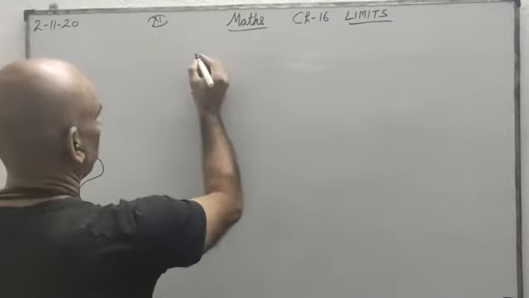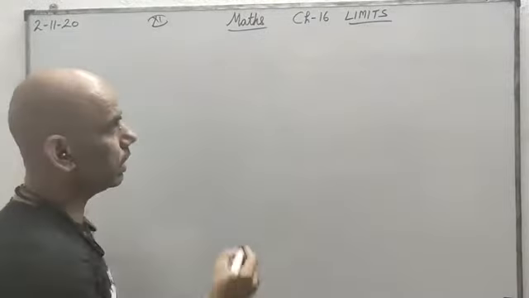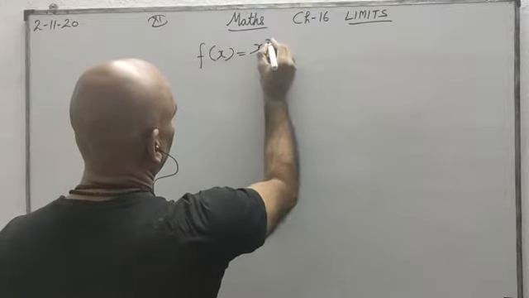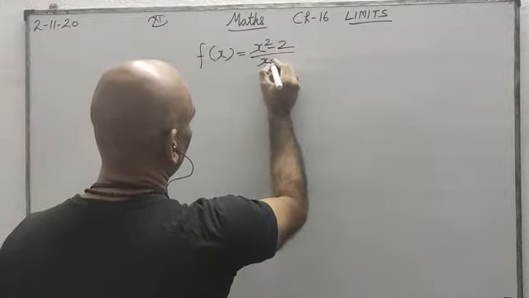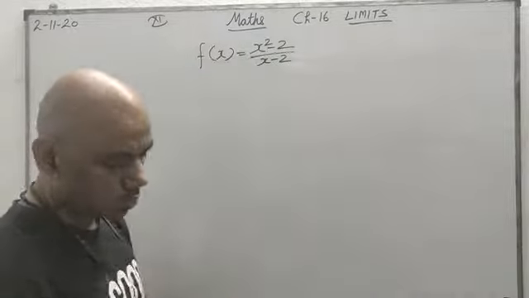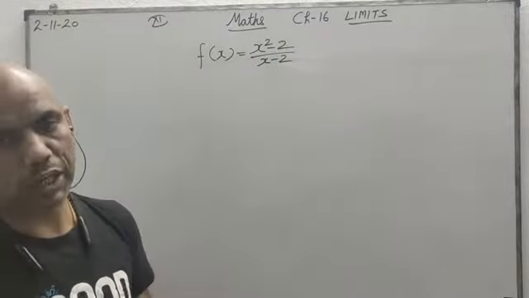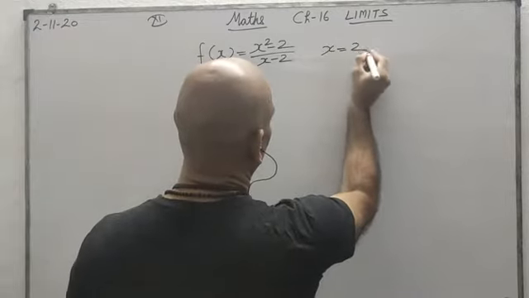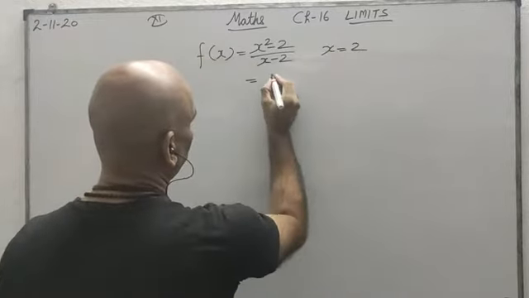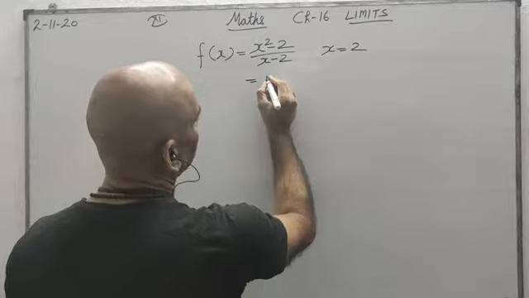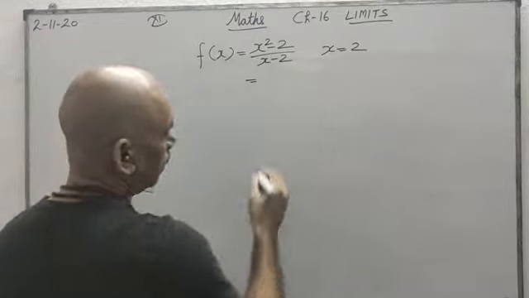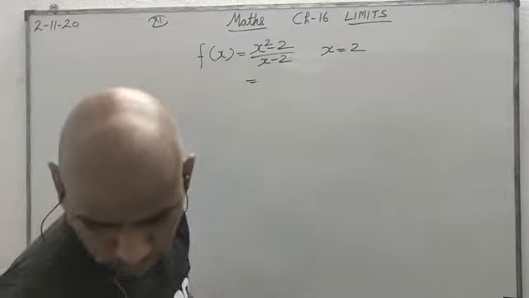Look at this function first of all. You have studied function, a chapter function. Let's have a look at this function: x square minus 4 upon x minus 2. If in this function we substitute x as 2, what will happen? Sorry, it is x square minus 4.